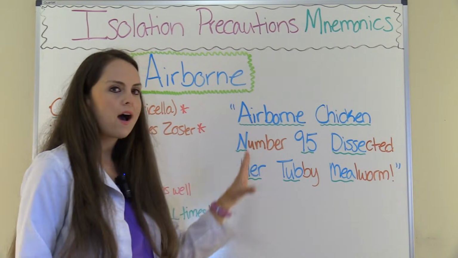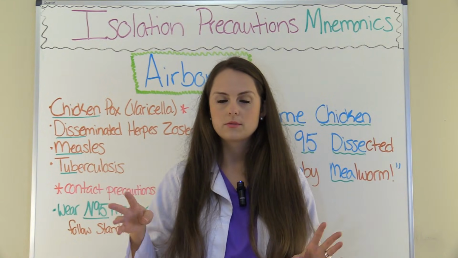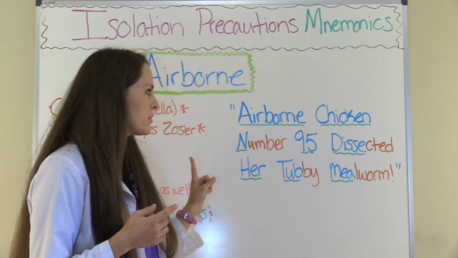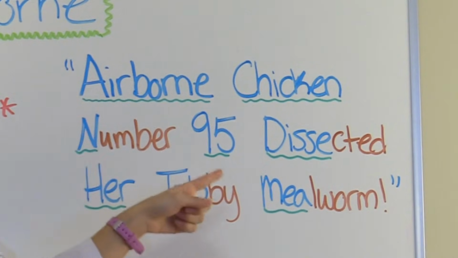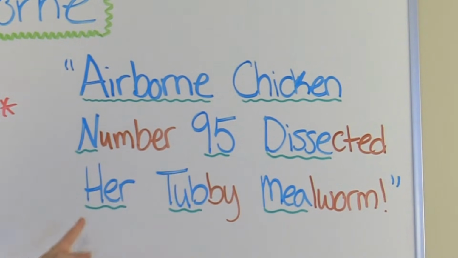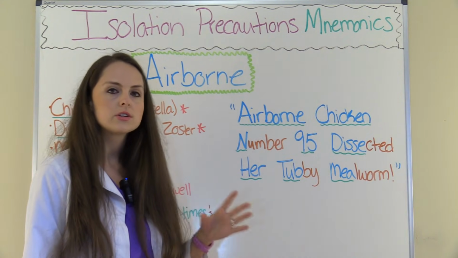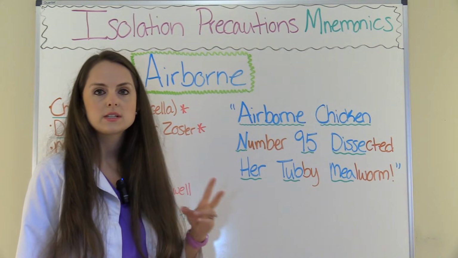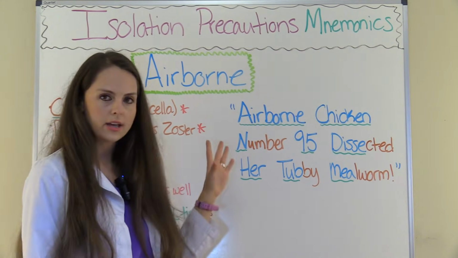Okay, so how are you going to remember all these diseases, the type of PPE you need to wear? Okay, remember this mnemonic. Airborne chicken number 95 dissected her tubby mealworm. And either the word or the first letters of the word is going to tell you the disease, what type of PPE you need to wear, or if it's airborne or contact. So let's look at it.